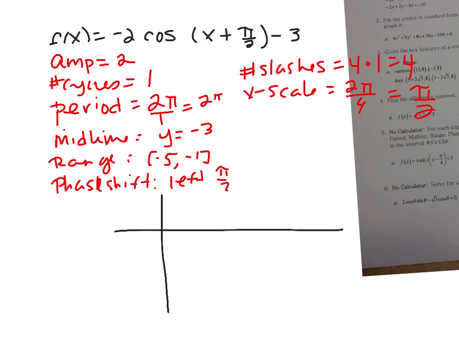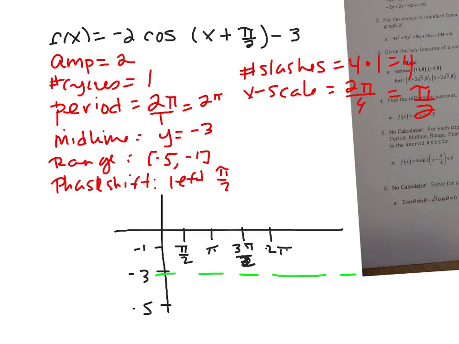All right, so I need 4 slashes here. So the first one is pi over 2. 2 pi over 2, which is pi. 3 pi over 2. 4 pi over 2 is 2 pi. Midline is at negative 3. We are going up to negative 1 and down to negative 5.